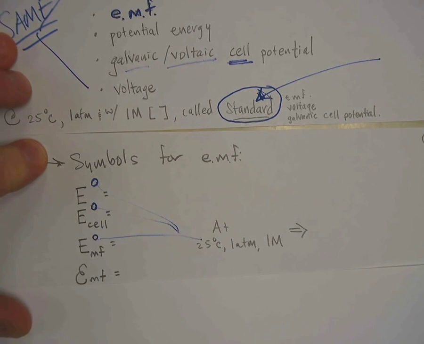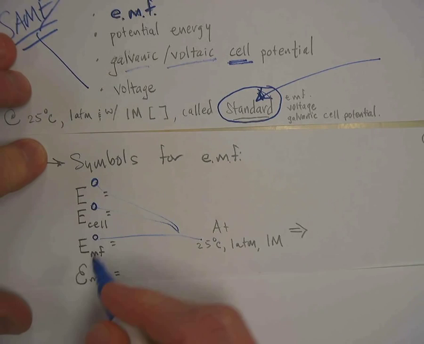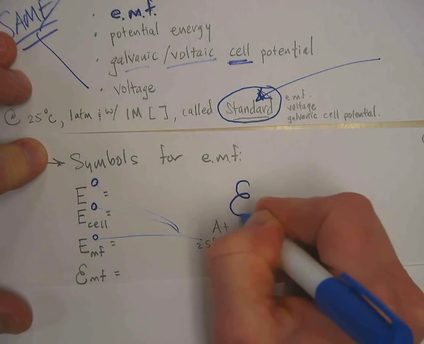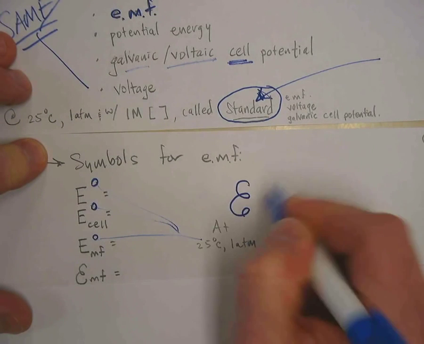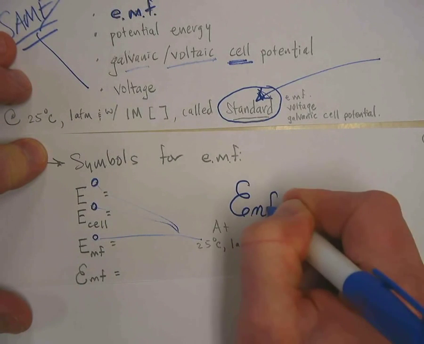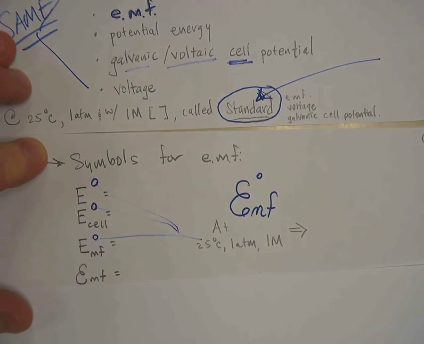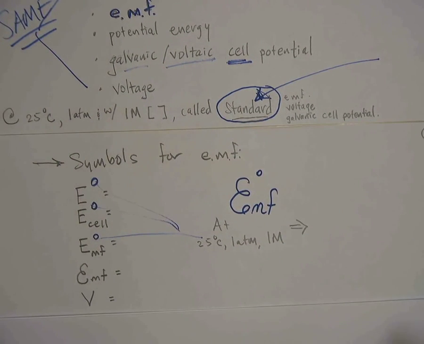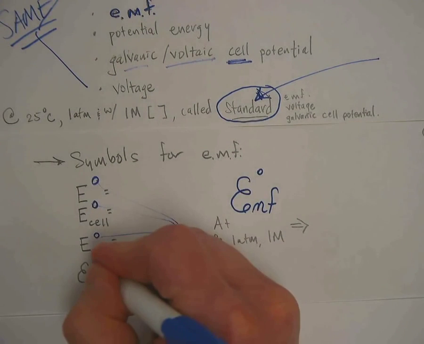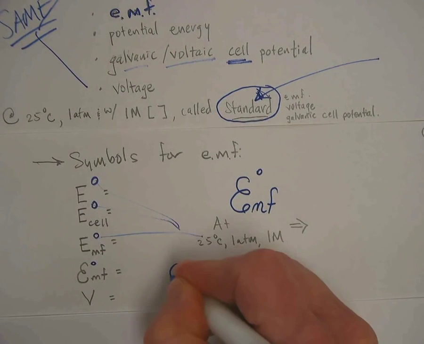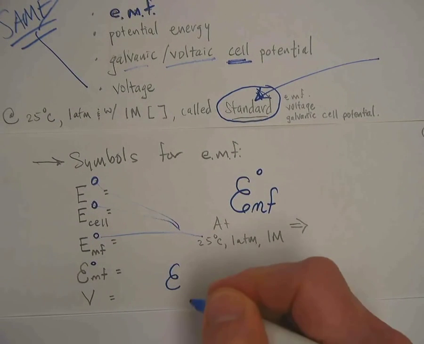This fancy looking E right here, I'm going to write that again so you can see what that is. Sometimes you'll see an E like this, and then they'll write EMF, and they'll put another little circle here. Or sometimes you'll just see a V, V for volts. They'll put a little circle up above here. Sometimes you'll just see an E like this.